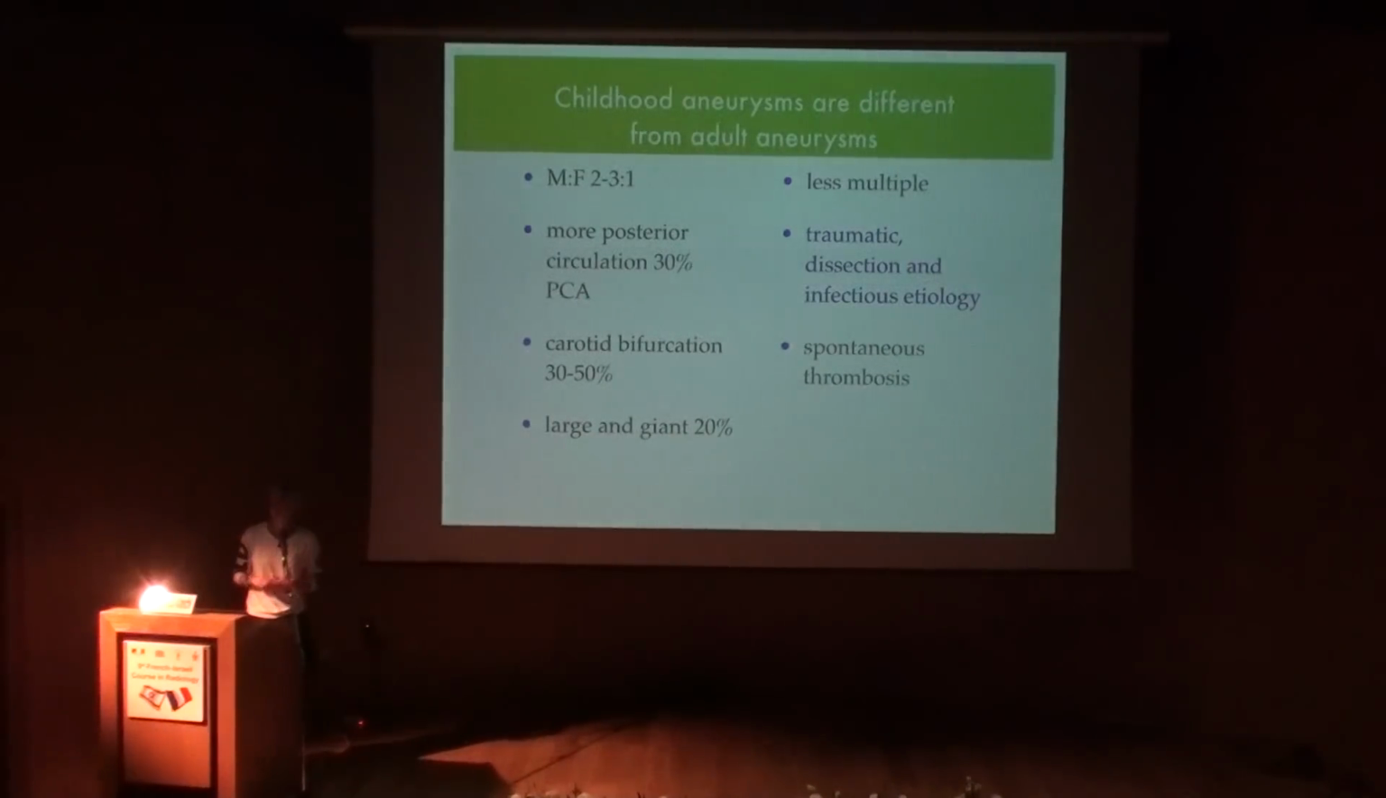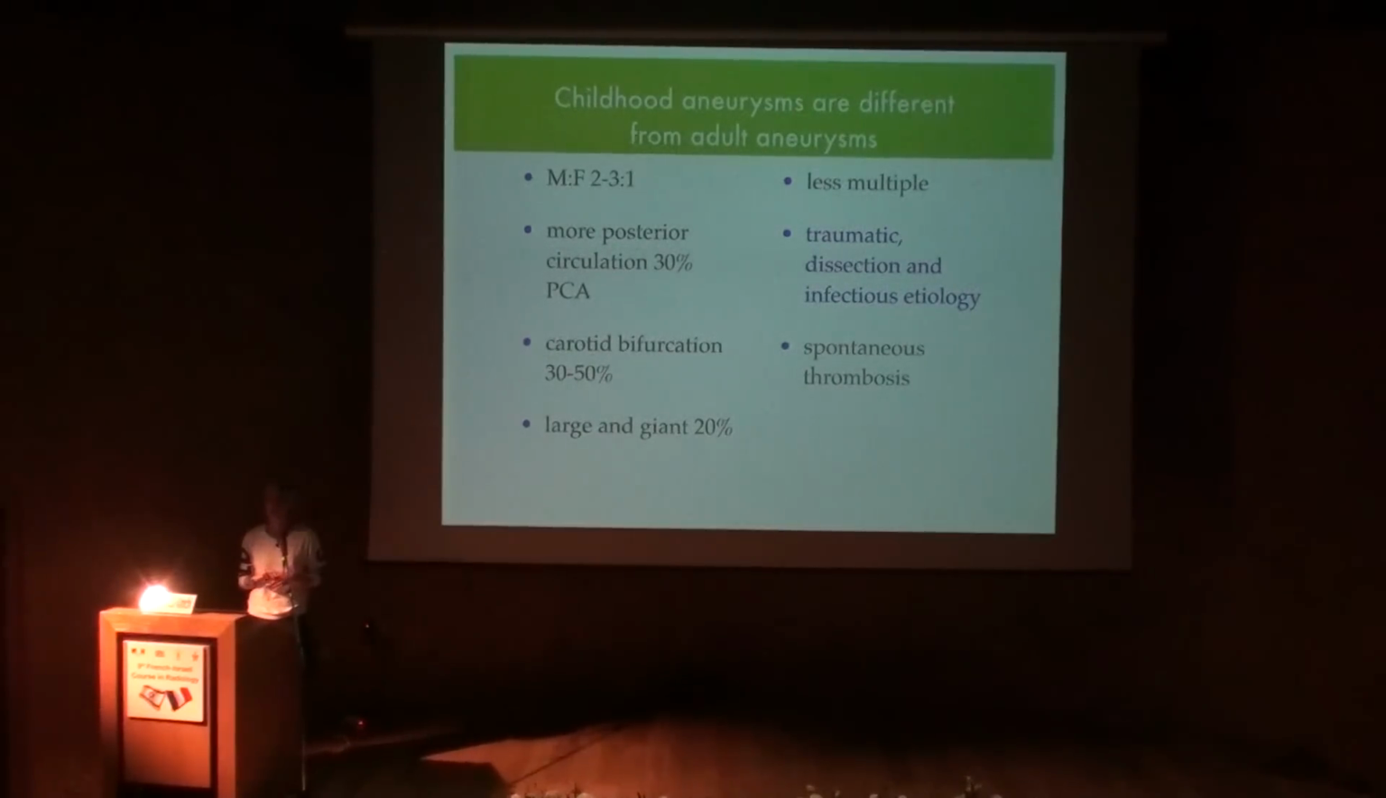So, childhood aneurysms are different from adult aneurysms, and in what? First, who's having them? In adults, the aneurysm is more of a female disease. In kids, it's a little bit more towards male disease. You see it's 3 to 1. The location of the aneurysms is totally different. We have much more posterior circulation aneurysms. About 30% of them are going to be on the posterior cerebral artery, not PCOM.